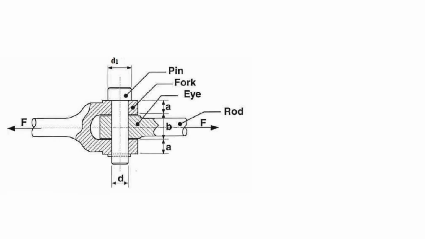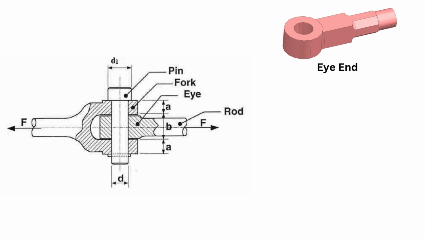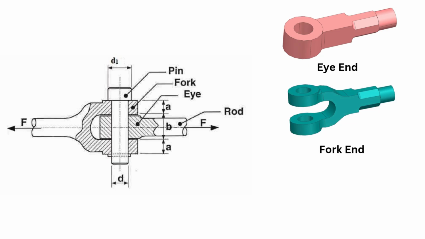The knuckle joint typically consists of three main parts: eye end, which connects to one rod; fork end, which connects to the other rod; knuckle pin, which joins both ends and allows rotation. To ensure safety and easy assembly, the pin is often secured with a collar and taper pin.